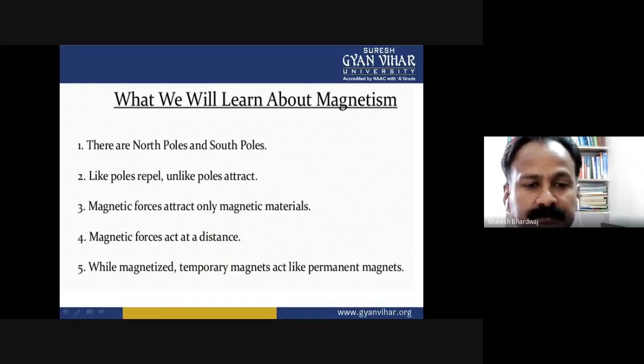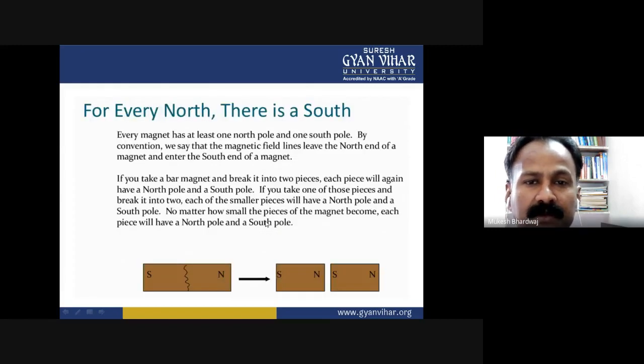So now, for every north there is a south. Every magnet has at least one north pole and one south pole. By convention, we say that magnetic field lines leave the north end of a magnet and enter the south end of the magnet. If you take a bar magnet and break it into two pieces, each piece will again have a north pole and a south pole. If you break one of those pieces into two, each of the smaller pieces will have a north pole and a south pole. No matter how small the pieces of the magnet become, each piece will have a north pole and a south pole.